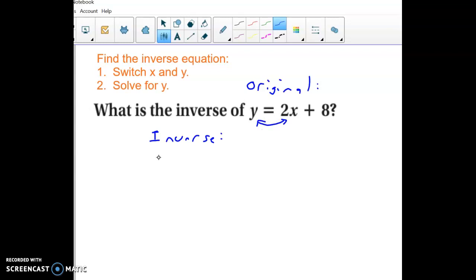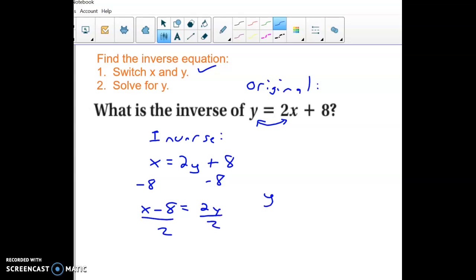So we're going to flip those around, flip around the y and x. That's step 1. And now we want to get y alone again. So we're going to go minus 8 to get rid of the plus 8. Then we have 2 times y, so we're going to divide by 2 and divide that entire side by 2. So our inverse is y equals x minus 8, divided by 2.